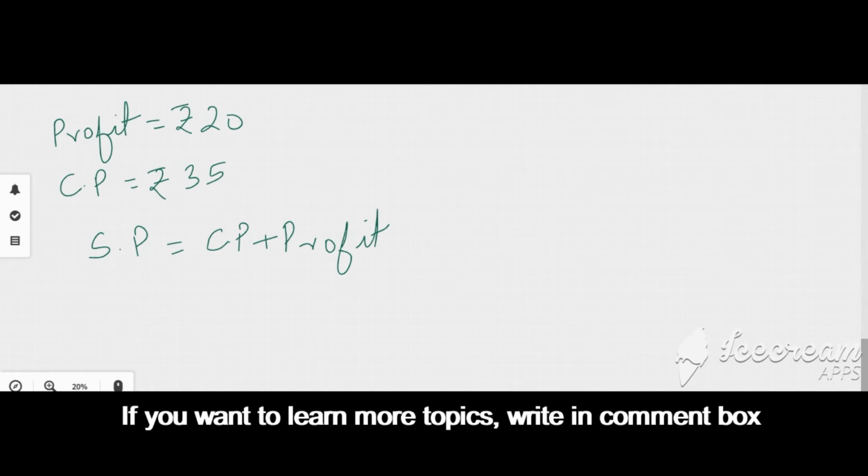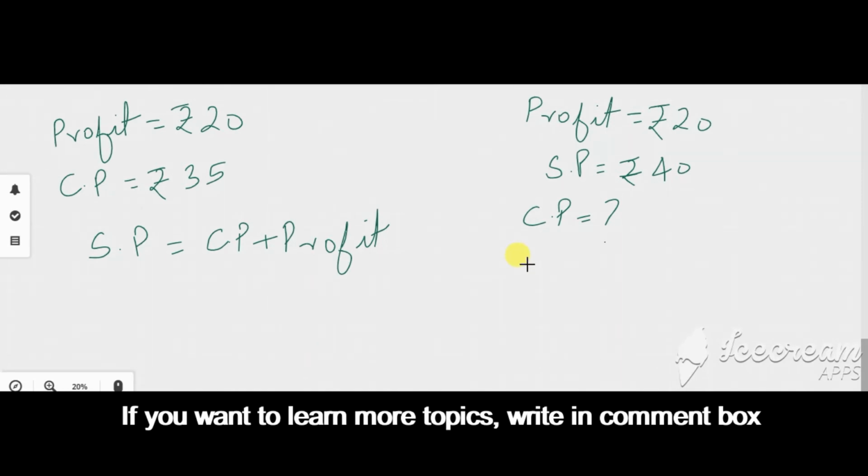Now one more question: we have a profit of rupees 20 and we have SP rupees 40. So we have to find cost price. How will we find cost price? We know that when the person is getting profit, the selling price is greater than the cost price. So he must have bought that item cheaper and he is selling that one at a profit.